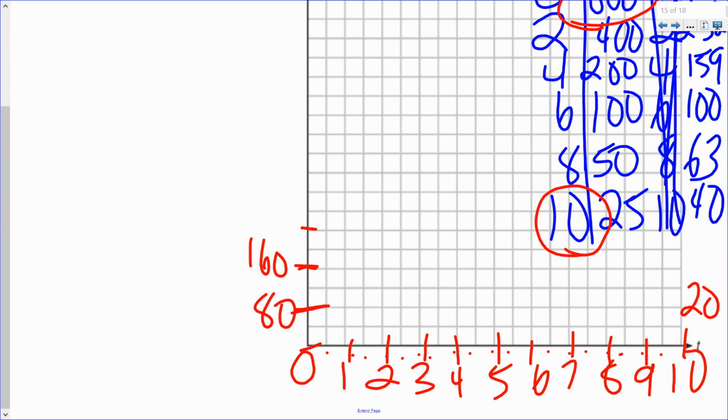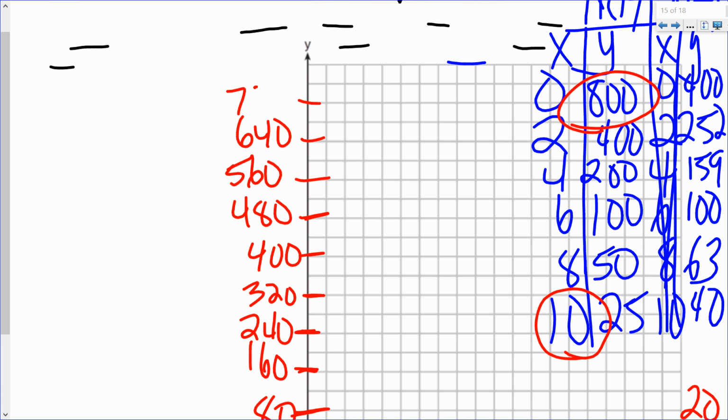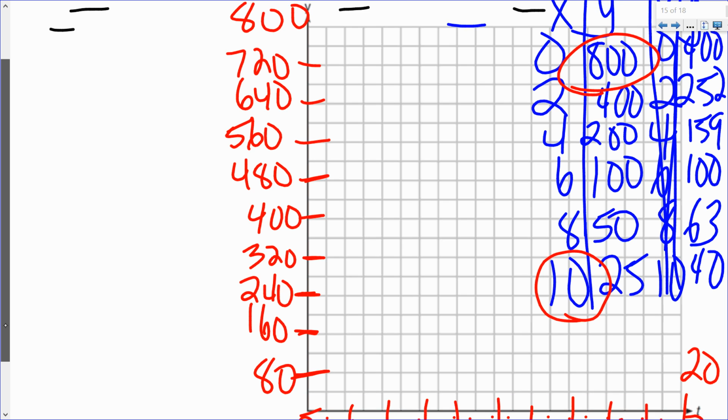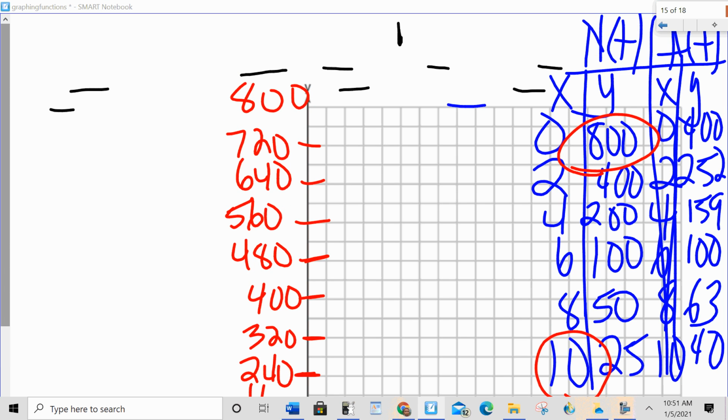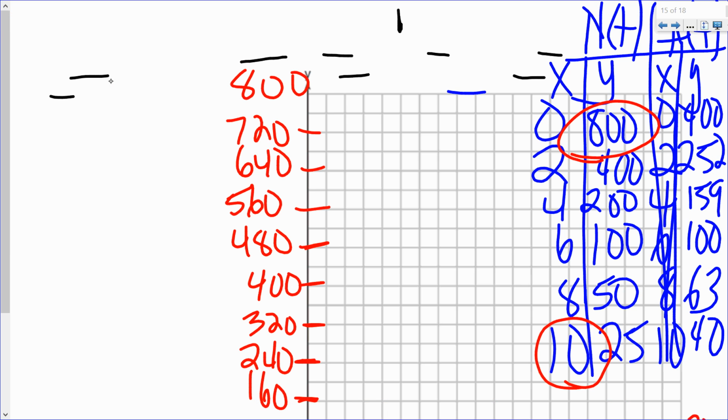160, 240, 320, 400, 480, 560, 640, 720, 800. Now I'm going to plot the points. Let's get some different colors. I'll do n of t first.